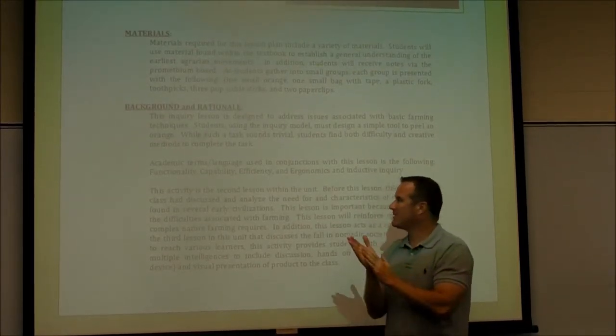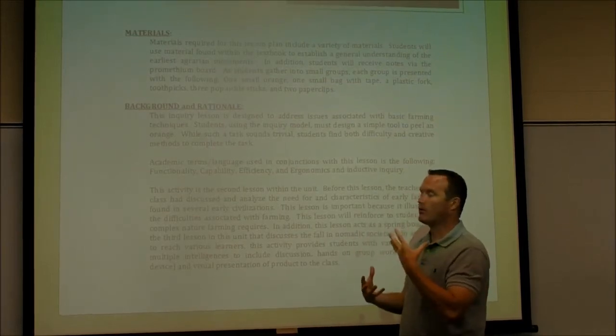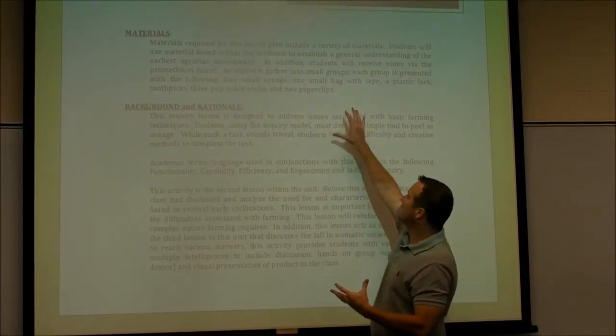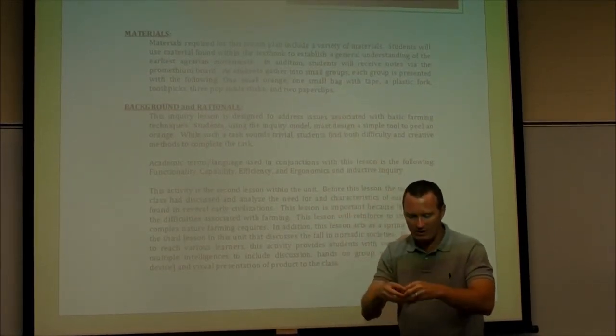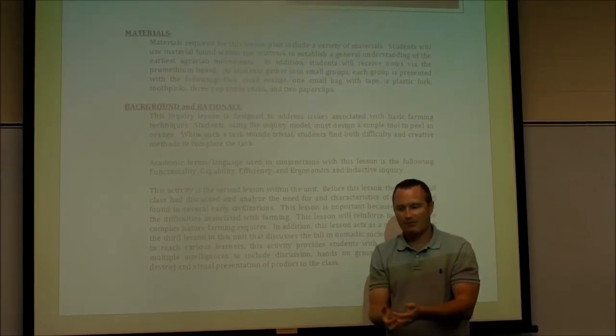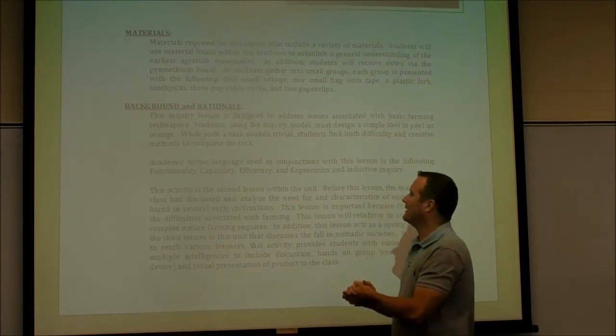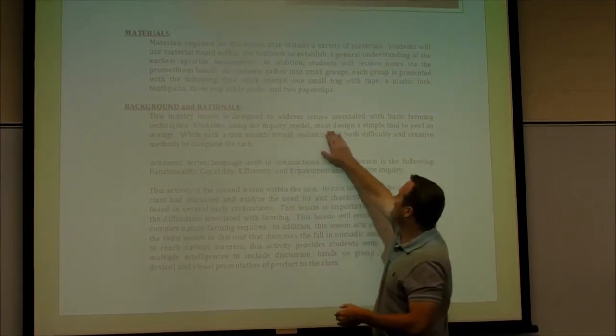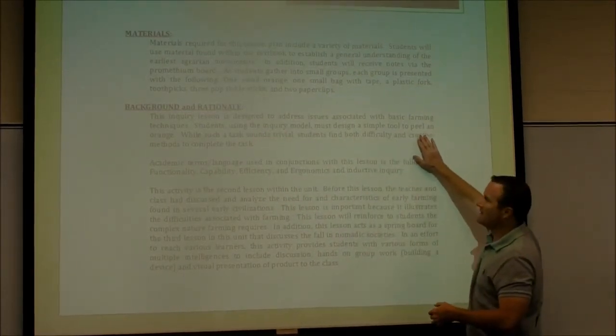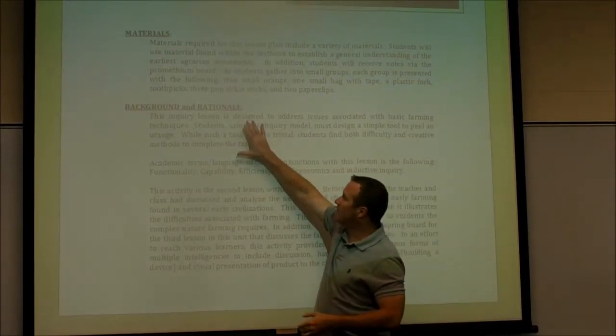They actually get into this because they are doing hands-on learning for our tactile kinesthetic learners. So you're having them take the orange and peel it. The same principle applies to them making a plow or a hoe or something like that to use in the land. This inquiry lesson was designed to address issues associated with basic farming techniques. The background rationale is very detailed.